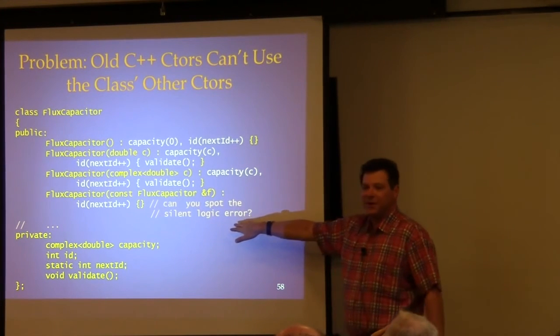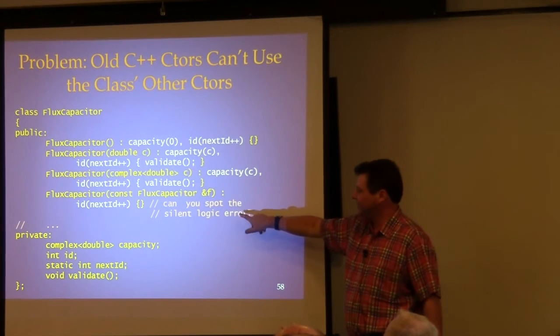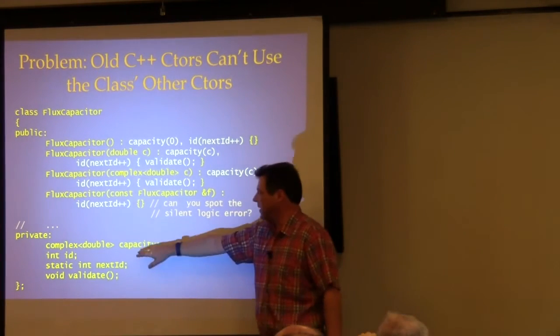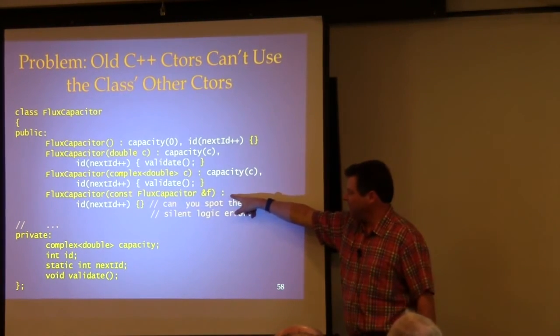Anything about the bug here? Well, where do you initialize... not flux capacitor, but there is something uninitialized. Where do you initialize capacity? That's the bug. This constructor does not initialize capacity. It's got garbage.